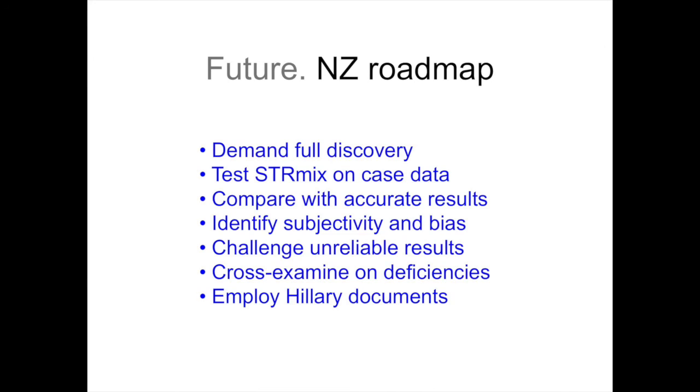You need to identify where the subjectivity and bias crept into these reports and challenge unreliable results, less in terms of Frye hearings than in terms of the discovery and the cross-examination of the deficiencies. You don't want to go into every county on easy cases that any good software would get an answer on and challenge reliability. You want to identify the bad cases, like in the Hillary case. And there's a treasure trove of documents from the Hillary case with an amazing number of statements, reports, testimony, and so on.